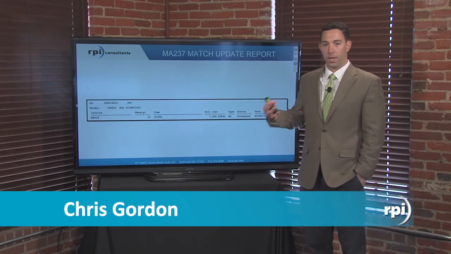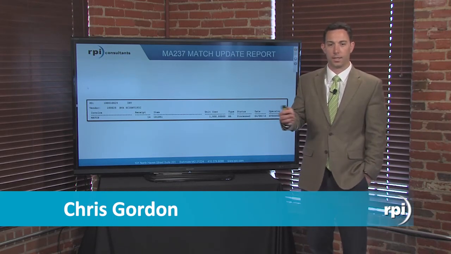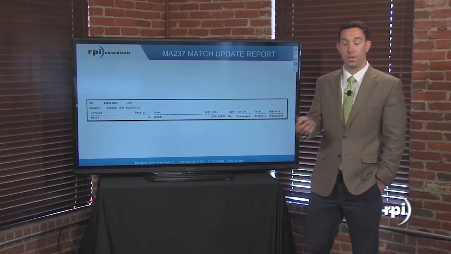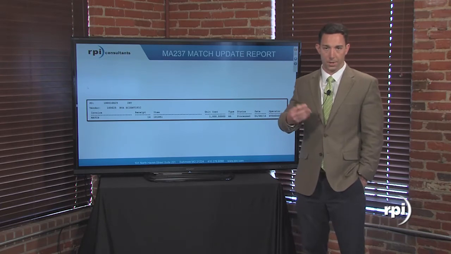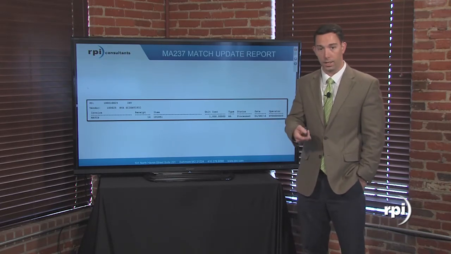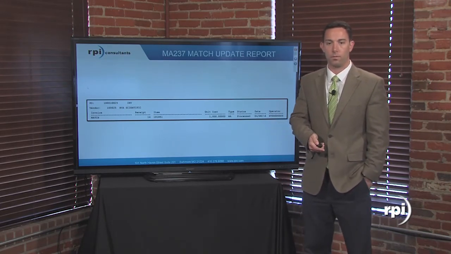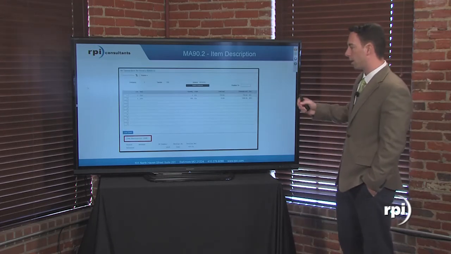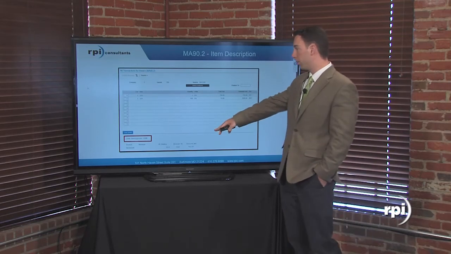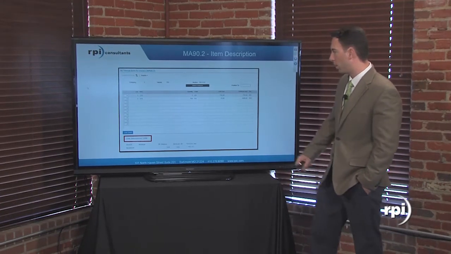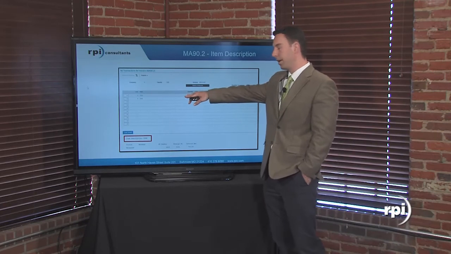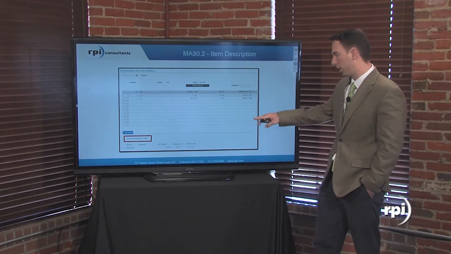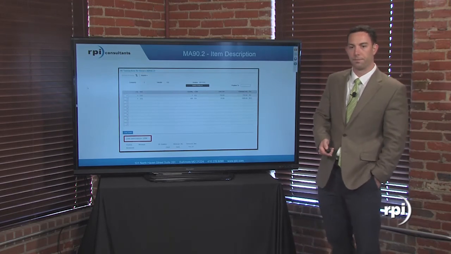So I always recommend, when you get into testing, run these reports, run the MA237, see if it's giving you information that you find useful, and then you can add that to your month end or daily reporting. The other thing here too on MA90.2 is now Lawson's added this item description. So before, if you're looking at a specific item, you got a number there, you don't have a description. Lawson's now put in a nice blurb there for the description.